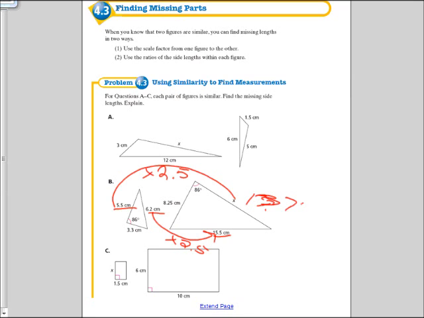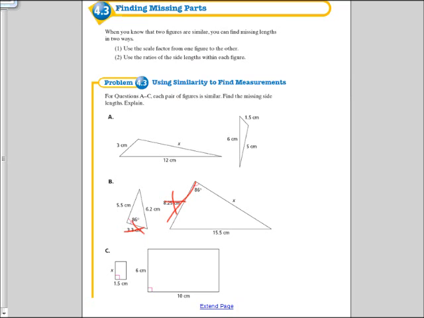But let's solve this actually using ratios here. Erase all this. Let's set up some ratios. Seeing as we know this is the short side, we're not going to pay attention to that. Let's look at just the long side. First of all, middle to long, 5.5 over 6.2. And then middle to long equals x over 15.5.